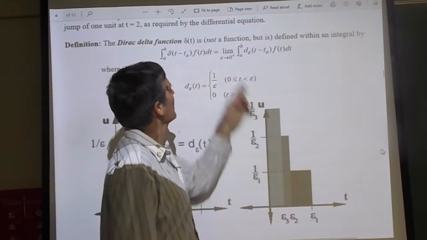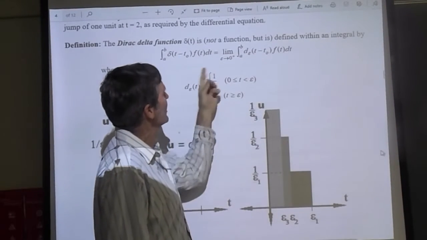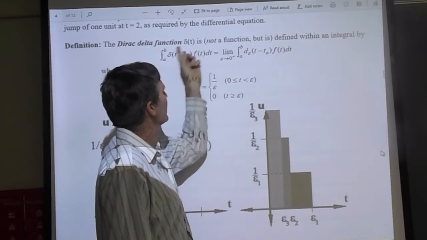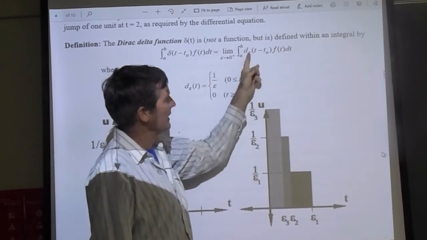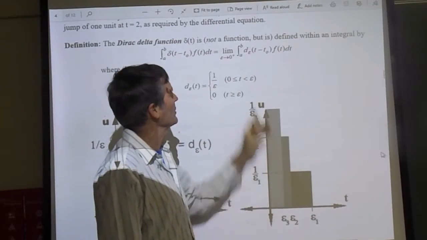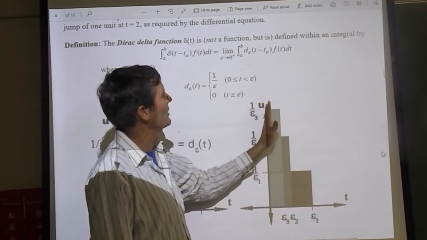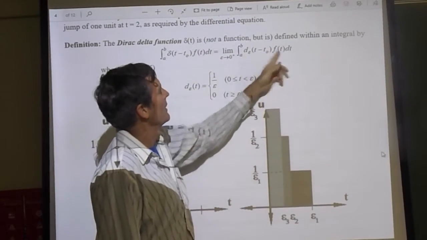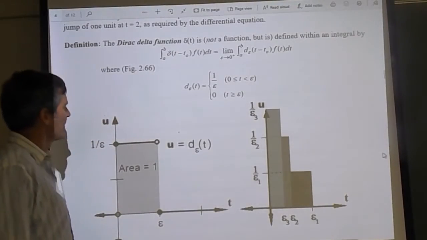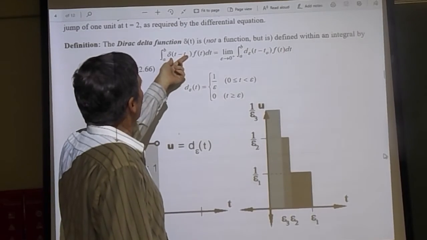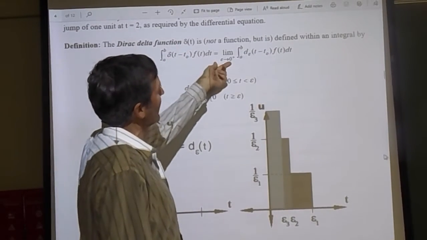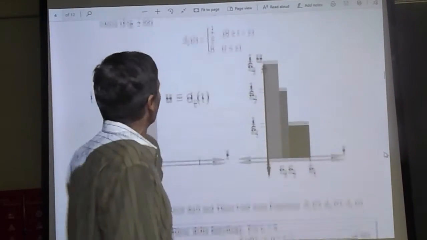Not really a function, but we're thinking of the Dirac delta function as the limit of those, because after all, when we put it in an integral, we take the limit of the integral with the rectangles getting narrower and narrower, heading towards 0. What's the limit as the rectangle width heads to 0, but it's still unit area? That's what this definition is. The Dirac delta function, when you see it inside an integral, means the limit of the integral of this well-defined function, d epsilon.